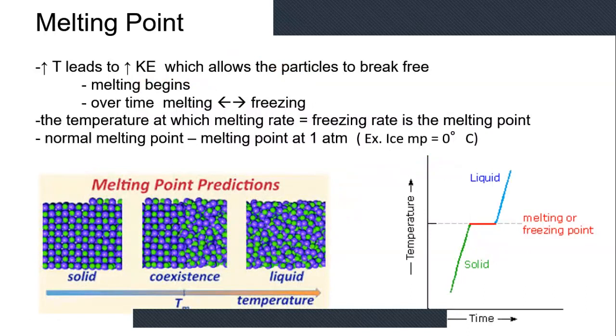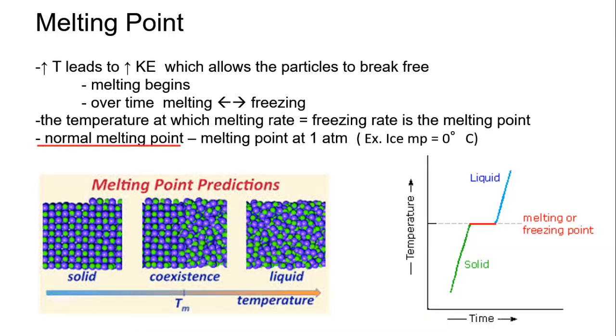So as you add more heat, you're going to push it toward the melting side. If you remove heat, you're going to push it towards the freezing side. And so just like with boiling points, with melting points, we have what's called a normal melting point. So it's the melting point at 1 atmosphere, which is 0 degrees Celsius for ice, which is also the freezing point of water. So here we have a solid.